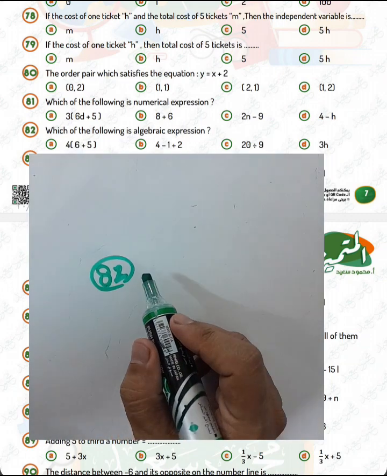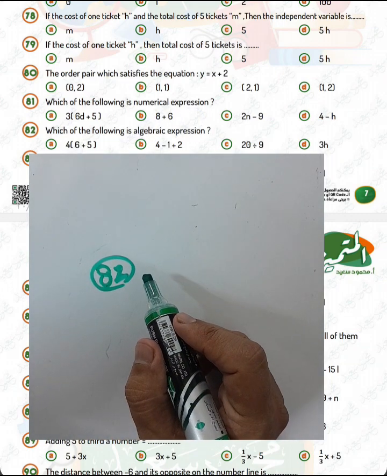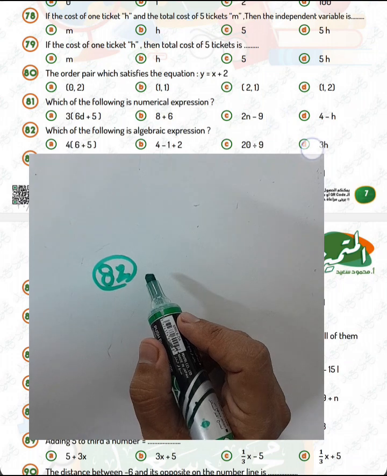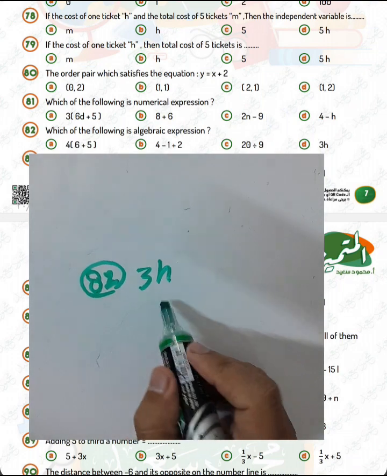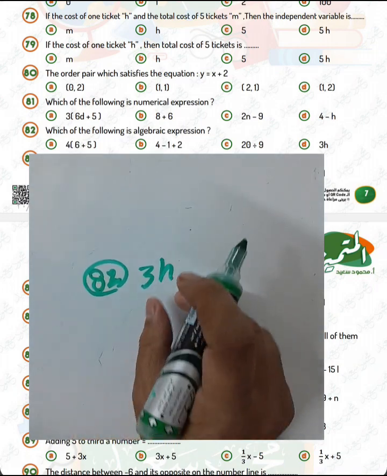Which of the following is an algebraic expression? It will be 3h. 3h we call an algebraic expression because we have letters here, the verbal form.